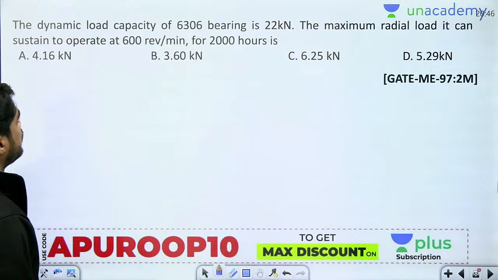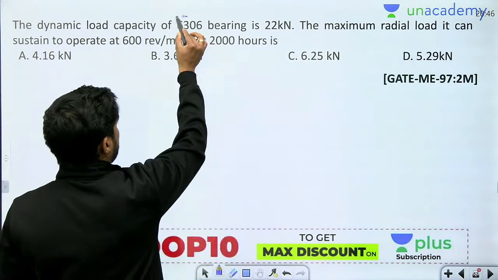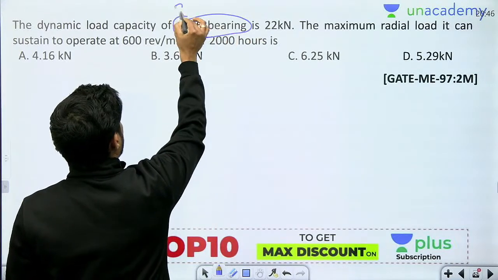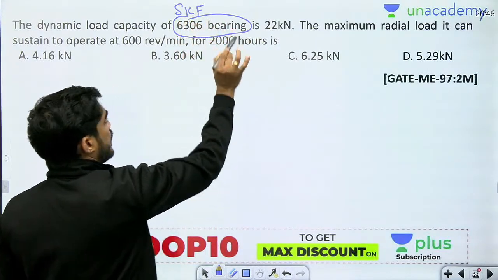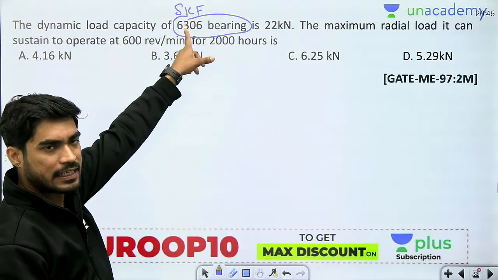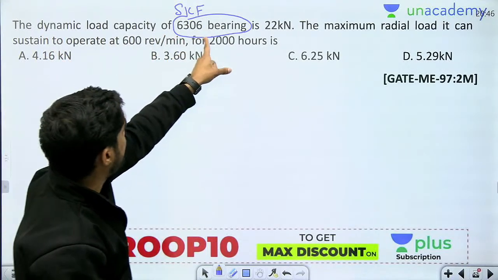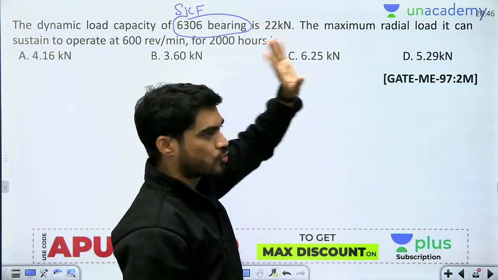Next question. The dynamic load capacity of 6306 bearing. This is known as SKF bearing. This is an SKF bearing designation. I will tell you what is this designation. Designation का मतलब मैं कल समझाऊंगा आपको. So beta, dynamic load capacity of 6306 bearing is 20 kilonewton.